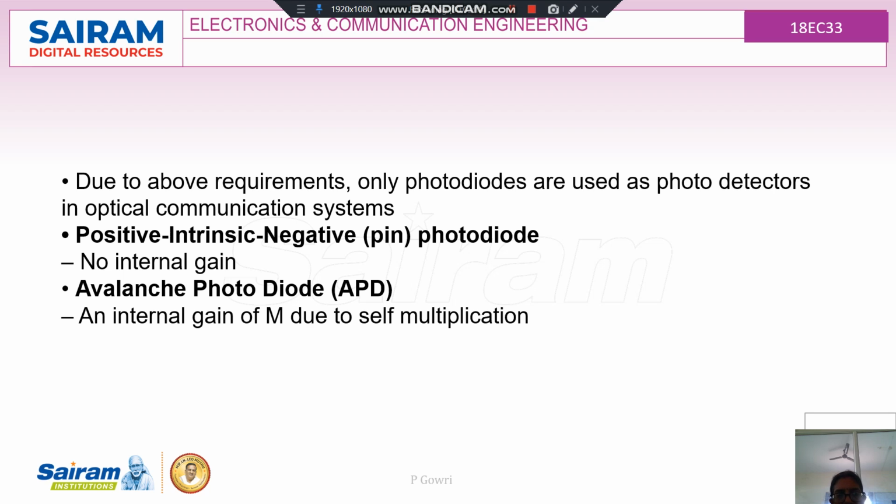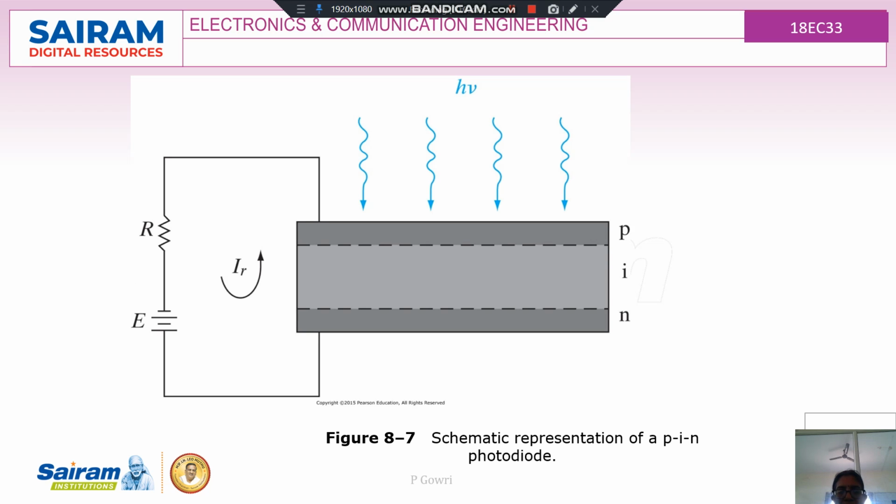The main important thing here is you will have a wider region to sense the optical energy, but there will be no internal gain. So in order to improve the gain of the device for digital communication systems, we will be using the other type of photodiode, which is called an APD, or avalanche photodiode. Here this is a schematic of a PIN diode where we will have a P region, an intrinsic region and another N region.